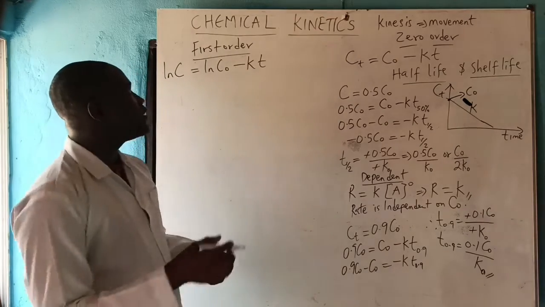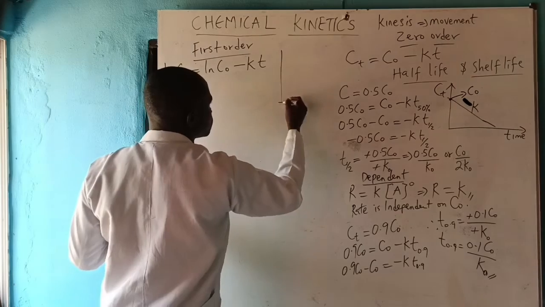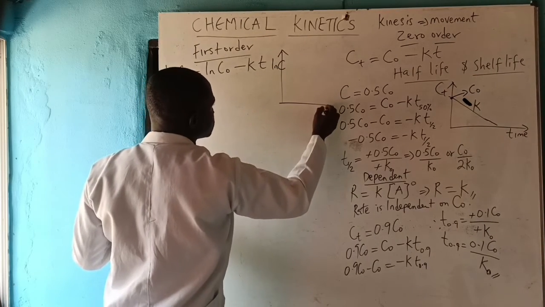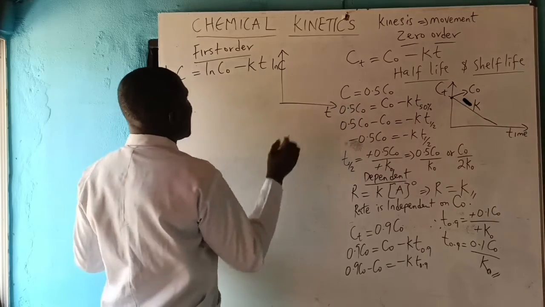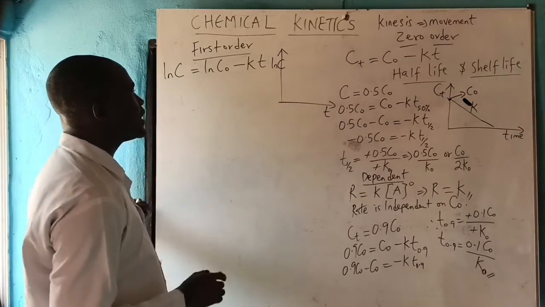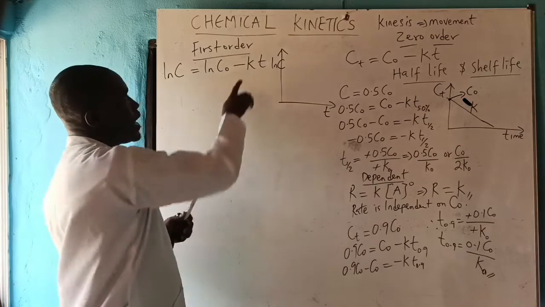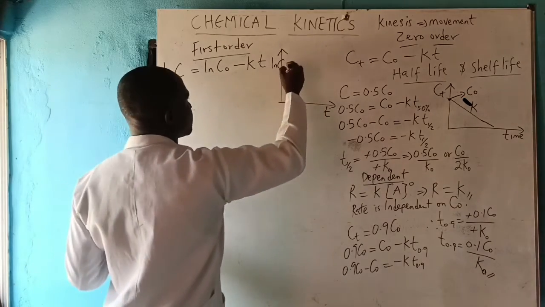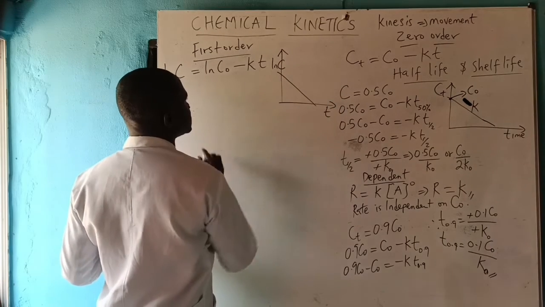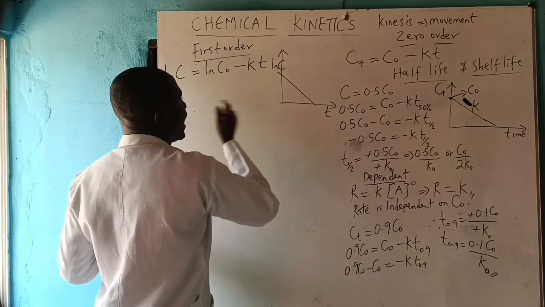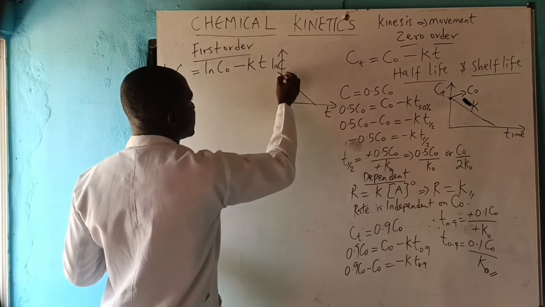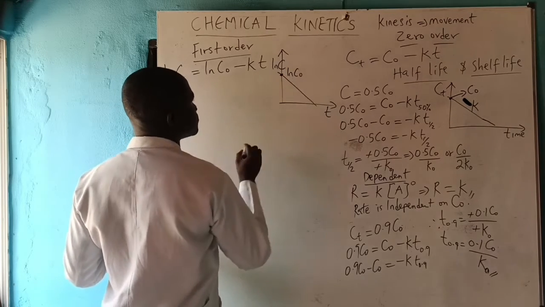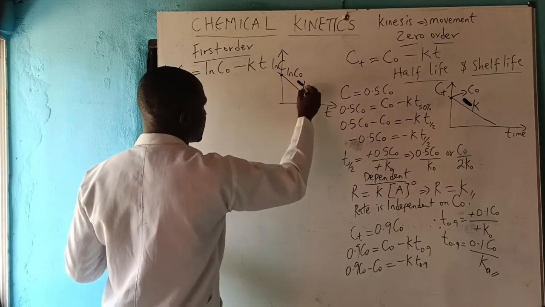Now, in first order, look at how the graph goes. The graph of ln C against time. And when you have a graph of ln C against time, here is negative, so it will give you a negative graph. A negative graph. Okay? And so what you do here is, you say the point at which you meet your y-axis is called ln C0. And the slope is called K.